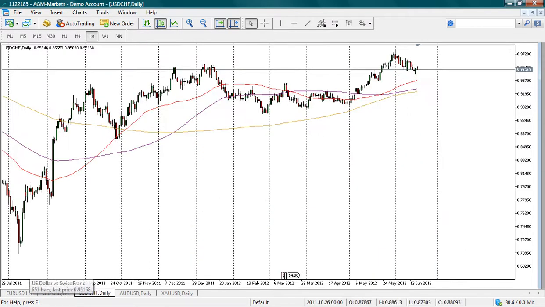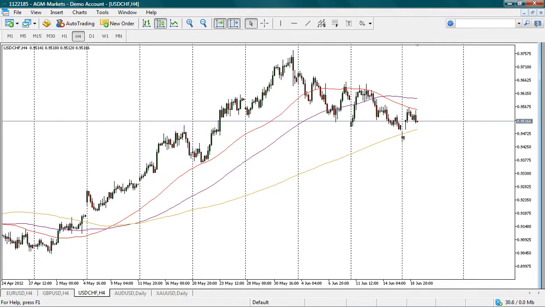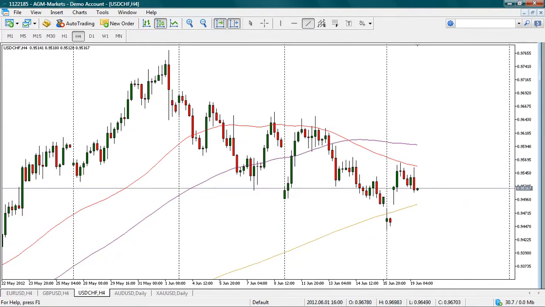Okay, let's move on to dollar Swiss. What do we have on dollar Swiss? I mean, it's been playing very similar to Euro. Imagine Euro dollar flipped upside down. This is what it will look like. So instead of a trendline support on Euro, we have a trendline resistance on dollar Swiss, and it's literally identical.